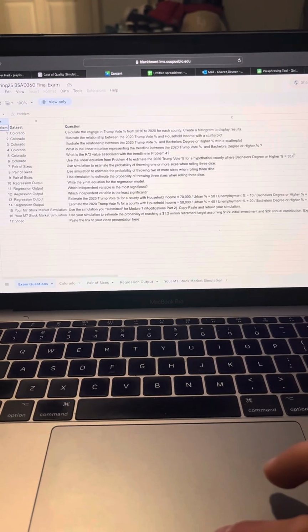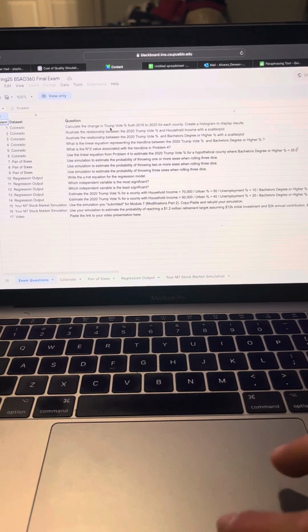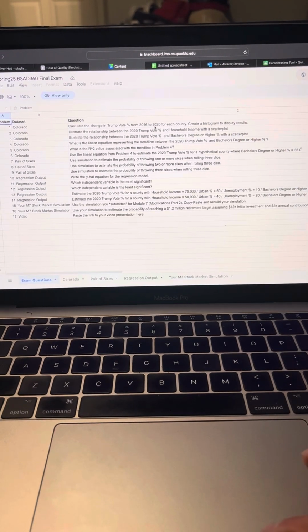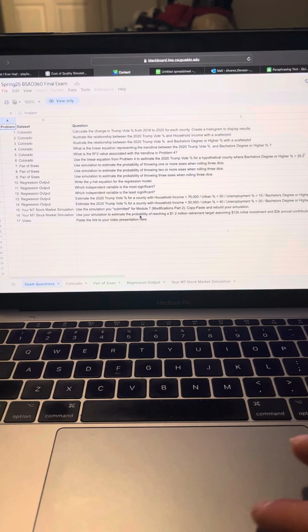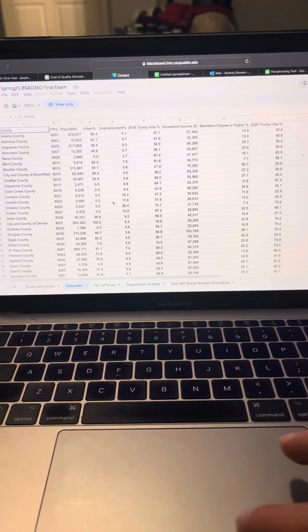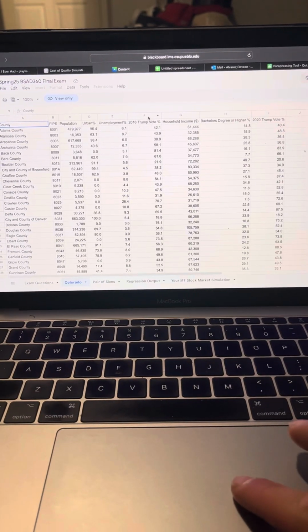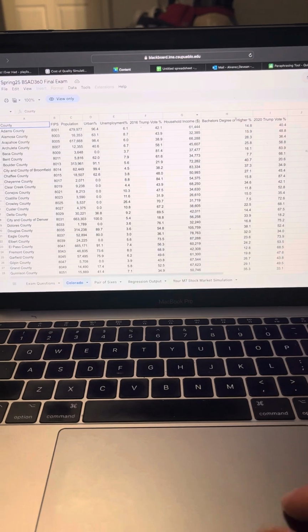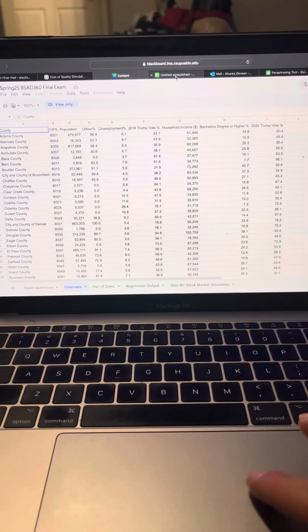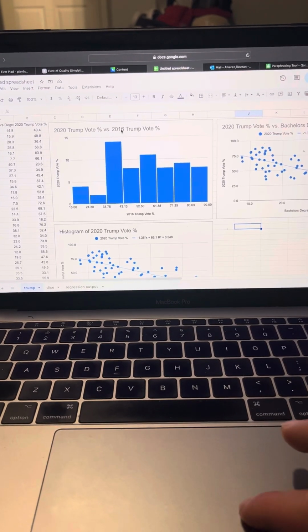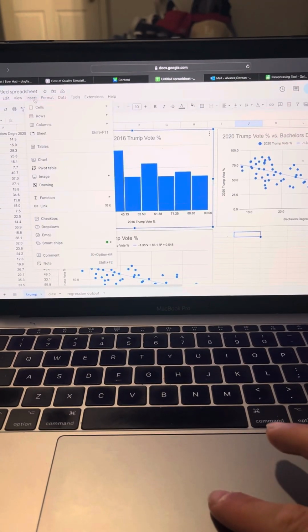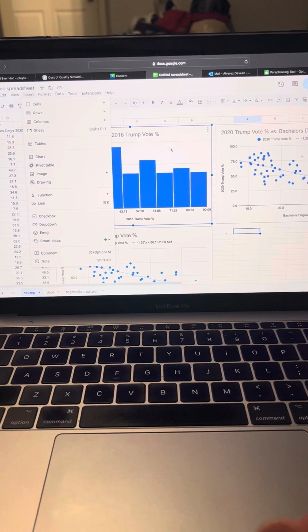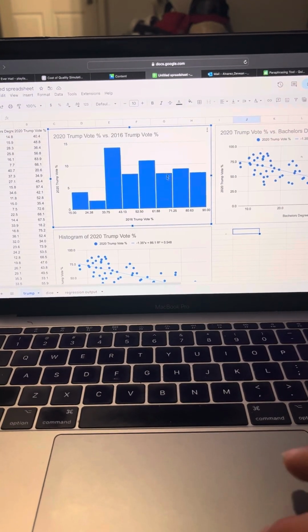Okay, so for number one, calculate the change in Trump vote percent from 2016 to 2020 for each county. Create a histogram to display the result. So first I went to here, I got the information, I copied columns F and I, and I made that into a histogram graph by going to insert, chart, and then so forth, making it a histogram.